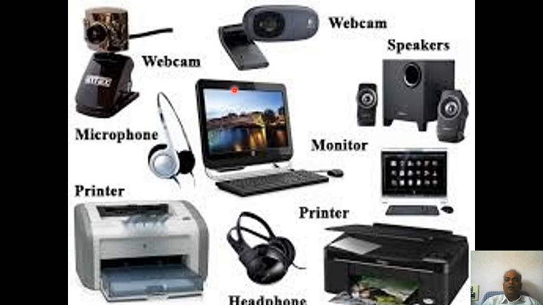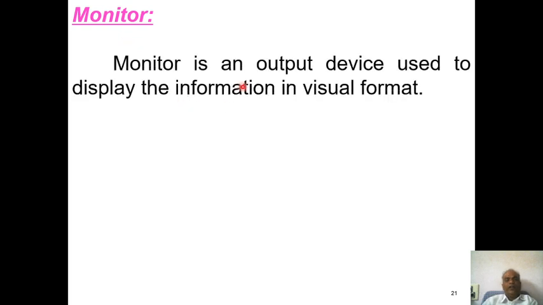So let us look at all these output devices. I hope you all know these devices; somewhere you saw them. Here it is a monitor, a webcam, a microphone, a printer. There are different printers; later I will discuss printers in detail. So it is a headset, speakers. All these are the output devices. First I will explain about the monitor.